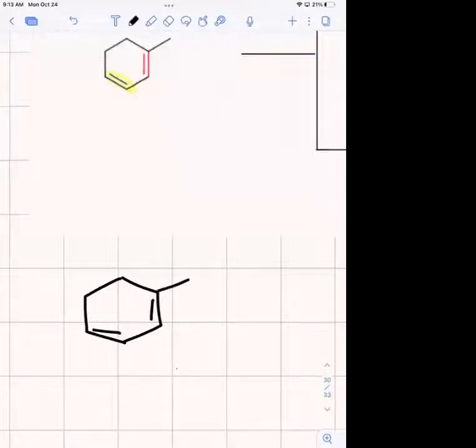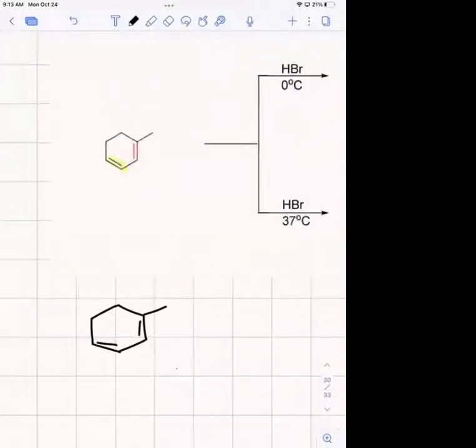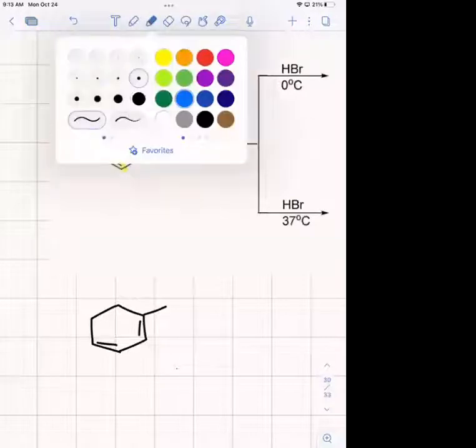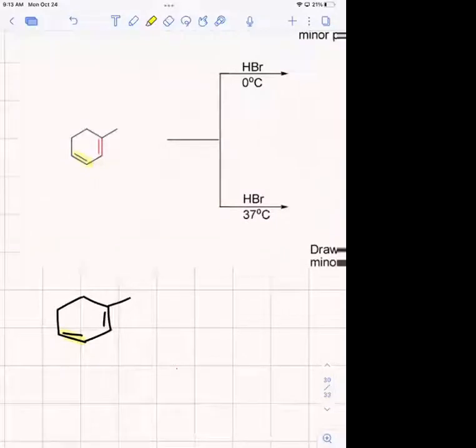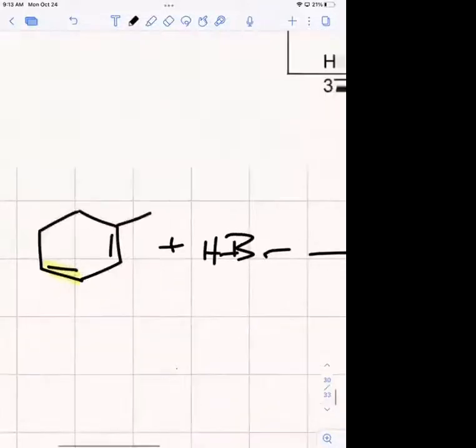All right, so if this is my diene, but this is the alkene that's reacting, I take that and react it with HBr. What's going to happen? The alkene is going to get protonated. All right, so it'll attack like so.